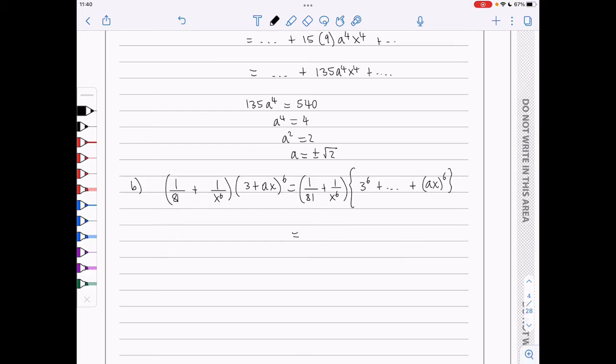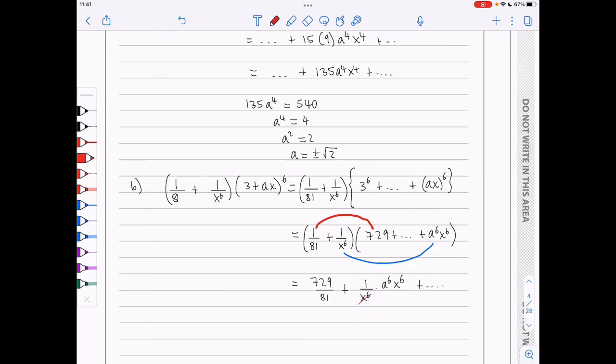Now this is 1 over 81 plus 1 over x to the power of 6, and in the other bracket I've got 729 plus dot dot dot plus a to the power of 6 x to the power of 6. So it's easy to see that we've got two pairs that will give me a constant, a number that does not depend on x. So it's 1 over 81 times 729 plus 1 over x to the power of 6 times a to the power of 6 x to the power of 6 plus dot dot dot.